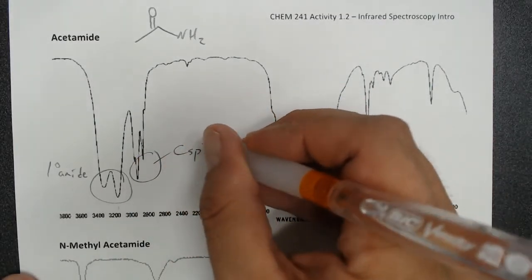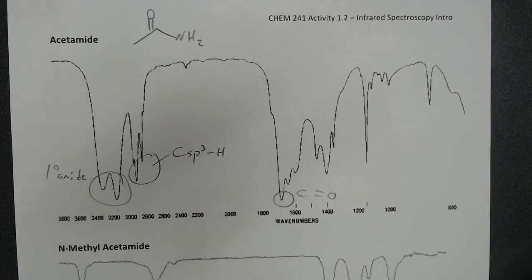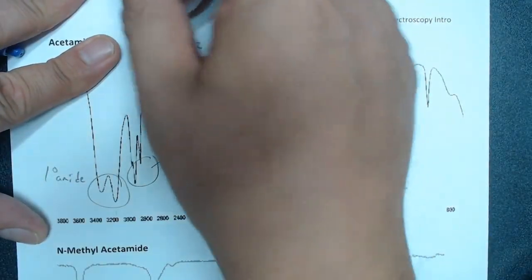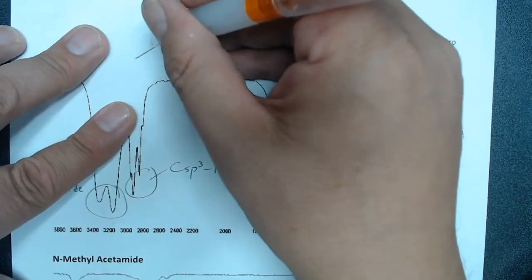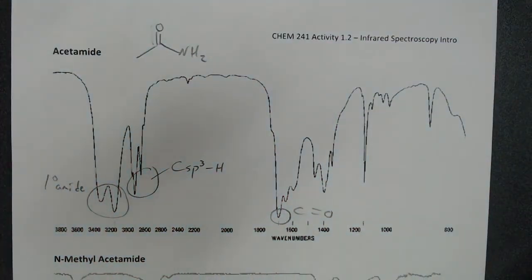CsP3H. And we could probably look up where the C single bond N shows up at, but I'm not going to bother because we don't need it. We have enough information to piece together a structure. So I'm not going to identify every last little peak in there. And you could if you wanted to, but some of it you don't need to.